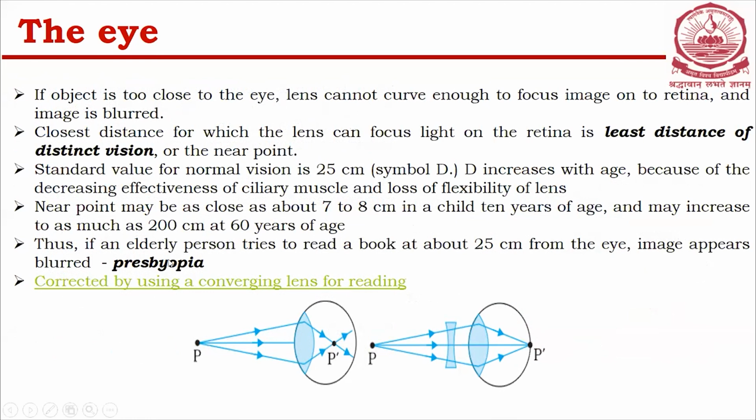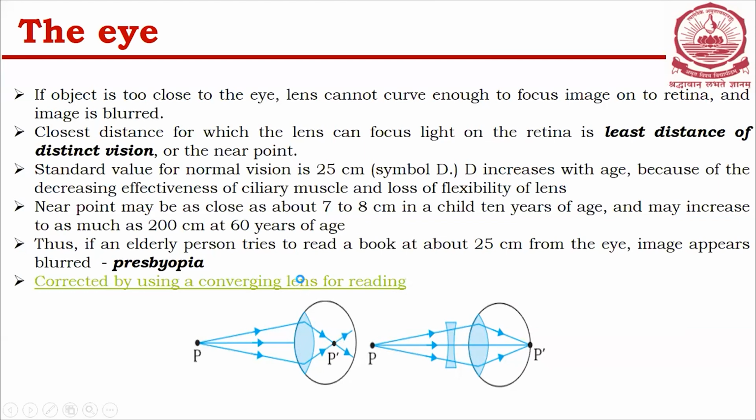So if an elderly person tries to read a book at about 20 centimeter, it will appear blurred. The reason is that your eye lens is not focusing the image exactly at the retina. That is what happens in the first image. It focuses somewhere before the retina, so you will not be able to see the image clearly.